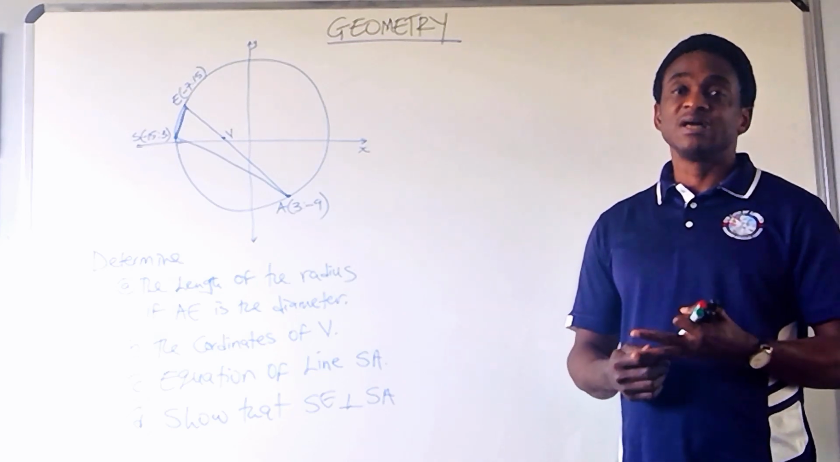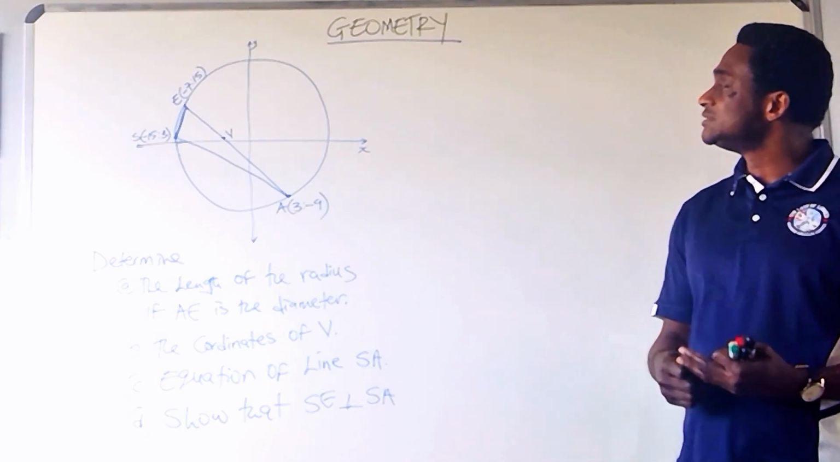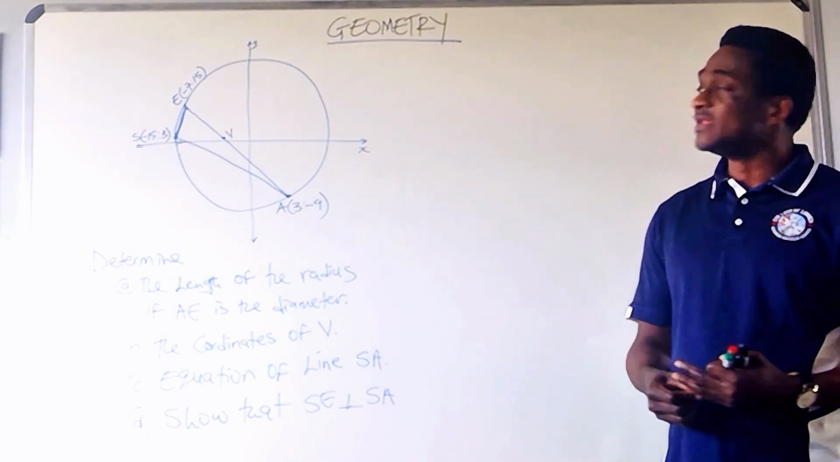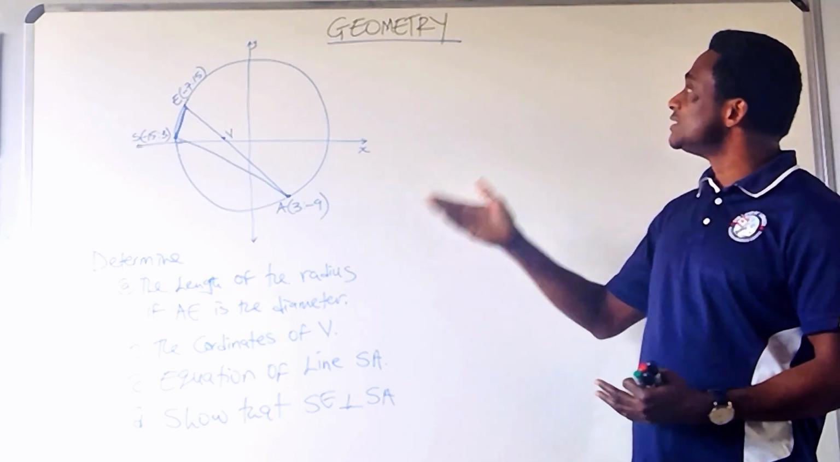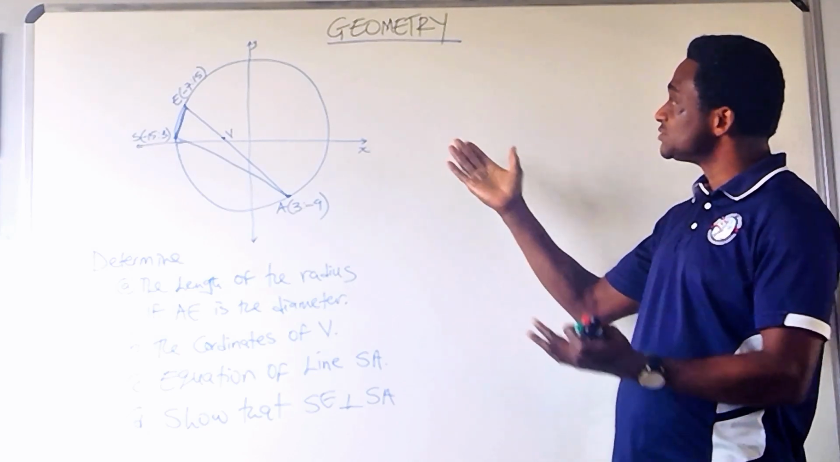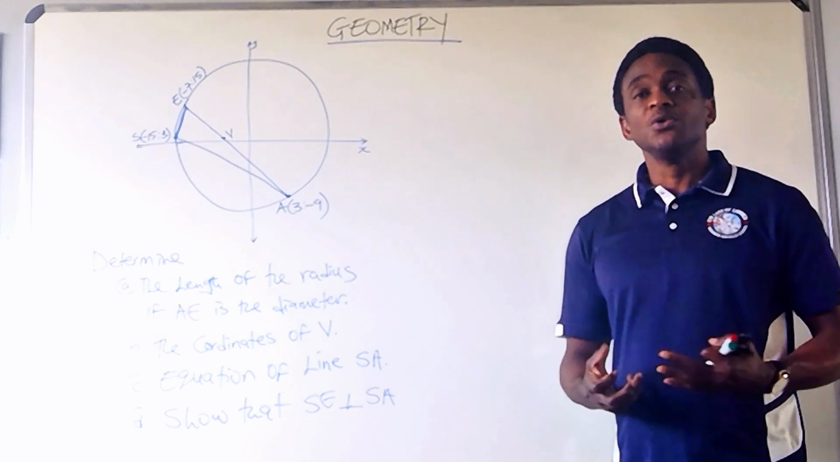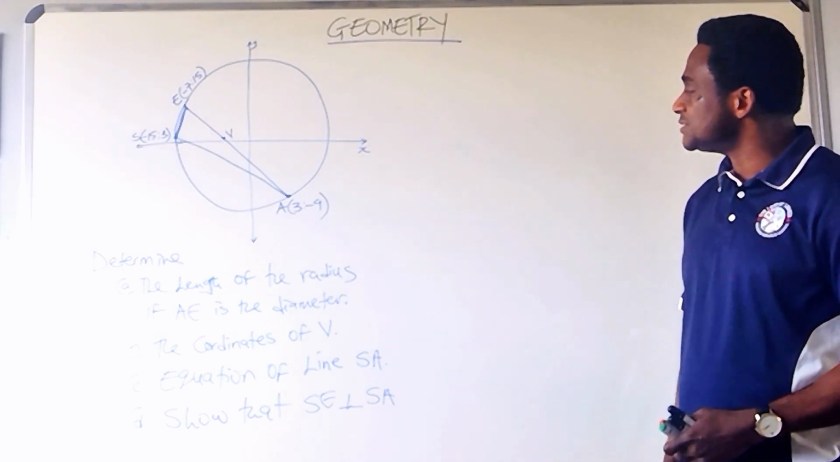The gradient of the line, equation of a line, the midpoint of a line, and the length of any given line when we have coordinates. In other words, we call it also coordinate geometry. So how do you know that you're supposed to use this method? You know when the coordinates are given. Let's quickly go through this question.